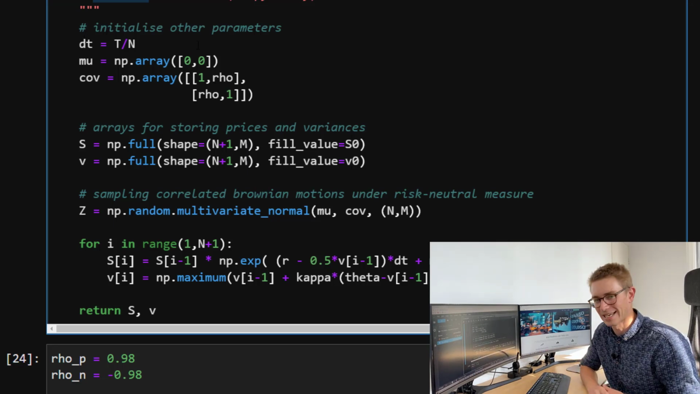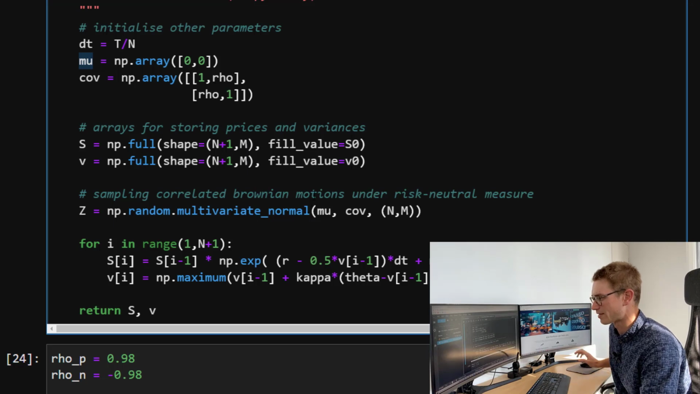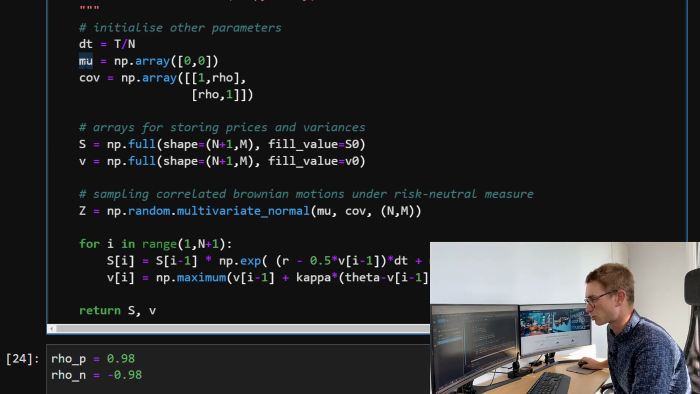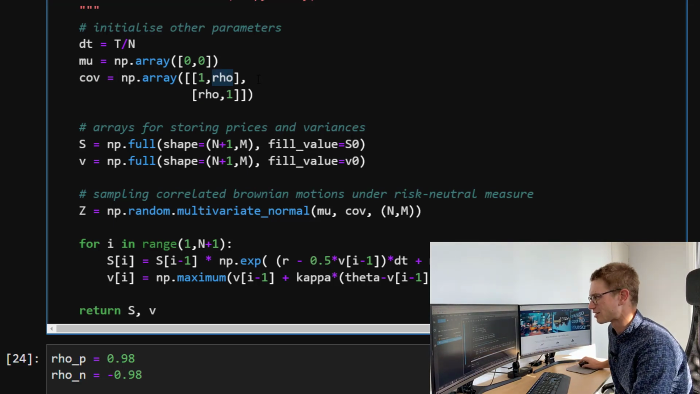So the first thing you want to do is initialize the parameters. We've got dt equals T divided by N. We want to actually simulate a random multivariate process between the two Brownian motions, so we need to define two arrays for these two variables. We need mu and we need the covariance matrix. Now the covariance matrix is just the leading diagonals of one, and then we've got rho that describes the relationship between these two variables, and of course our expectation is zero.